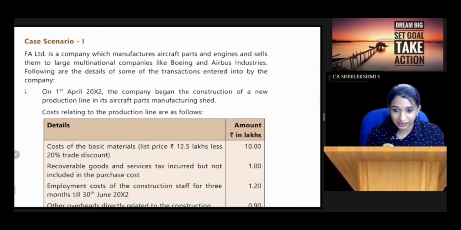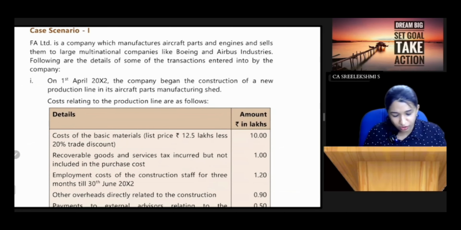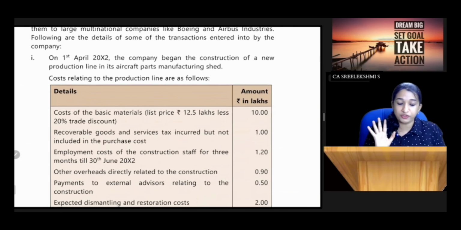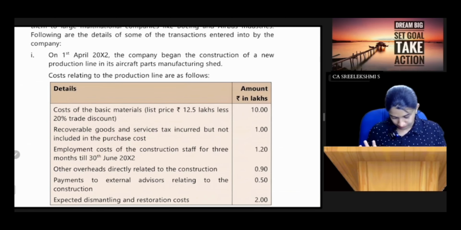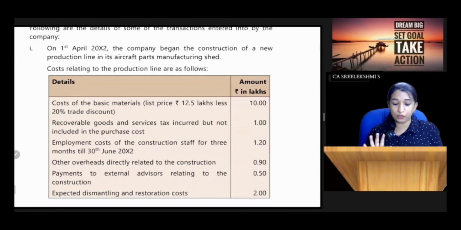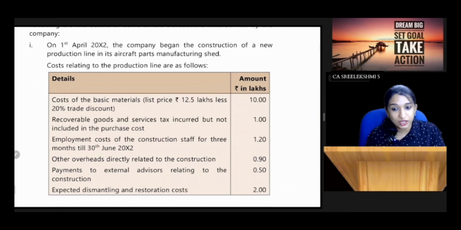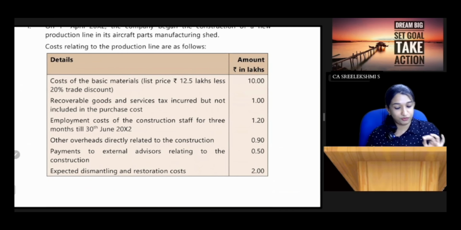FA Limited is a company which manufactures aircraft parts and engines and sells them to large multinational companies like Boeing, Airbus Industries Limited. As I always say, there are some general paragraphs which are no way related to the case studies, just general information. Following are the details of some of the transactions entered into by the company. On 1st April 2012, the company began the construction of a new production line in its aircraft parts manufacturing shed. Costs relating to the production line are as follows.